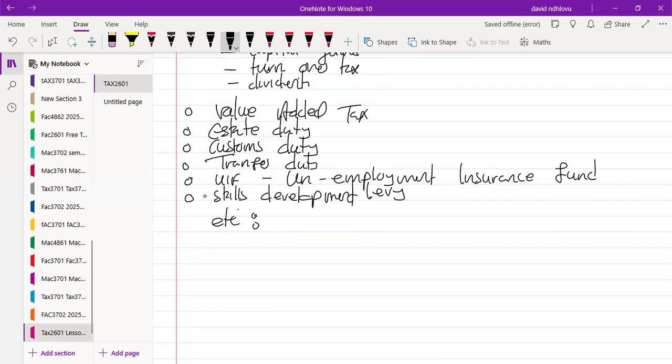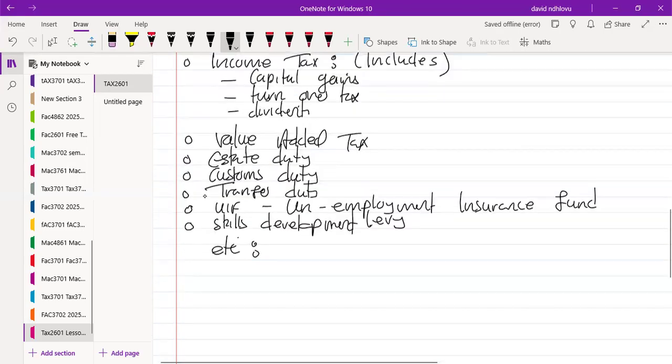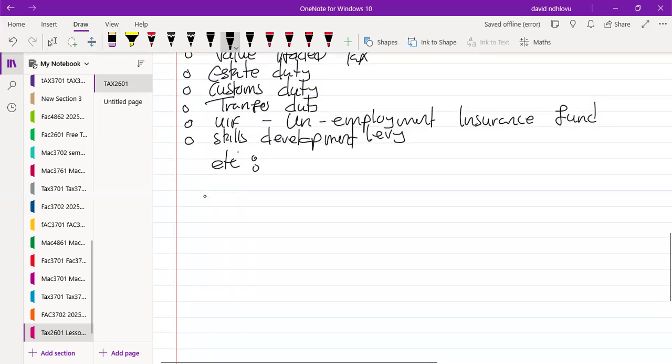Right. So when it comes to tax legislation or tax terminology, we have got certain classifications on taxes. So we classify our taxes in different forms. So I'm going to look at the classification of taxes.